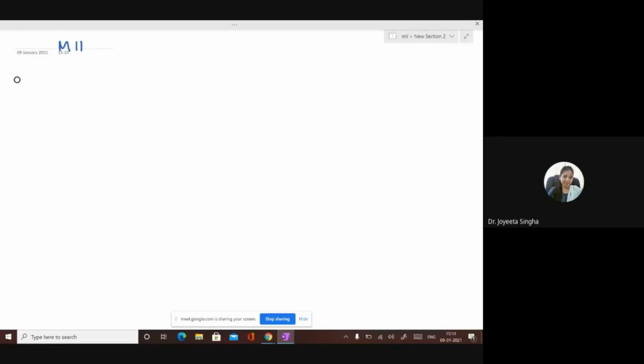So in last class, we started with medium versus modality. We'll study about the multimodal term later. So let us first see what a medium is, what a modality is, and what the difference between them is.